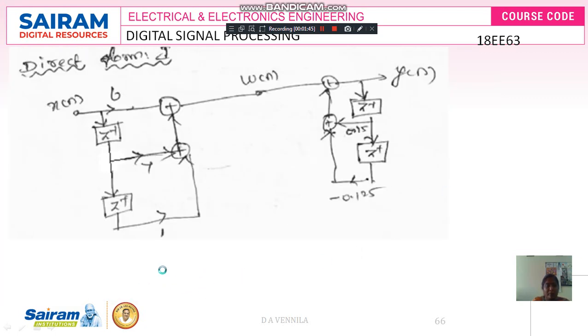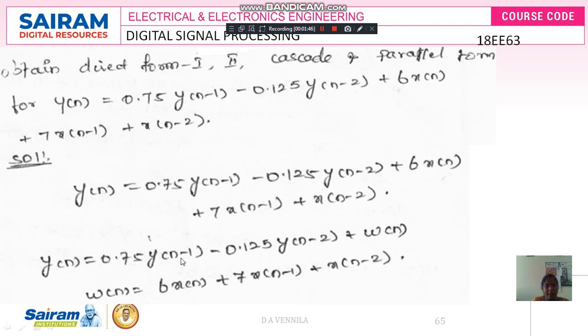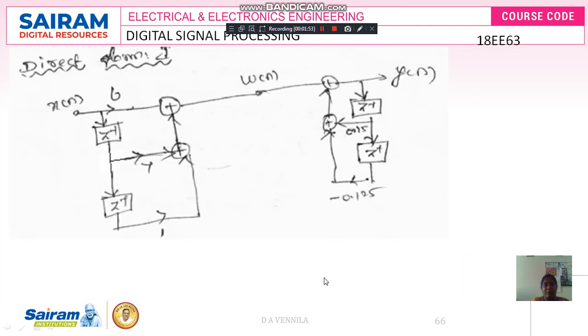So what you have to do? Delay the output by 1 time, delay the output by 2 times, and multiply the coefficients 0.75 and minus 0.125. See, delay the output by z power minus 1, multiply the coefficient 0.75 and then add it. Next, delay the output by 2 times and multiply the coefficient minus 0.125 and then add it. So this is direct form 1.